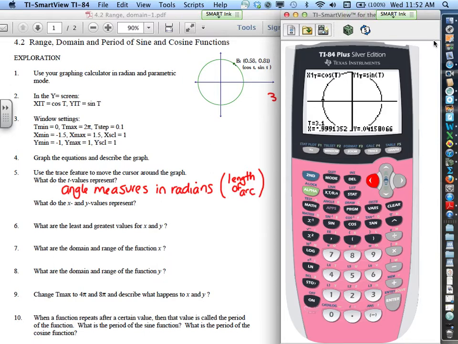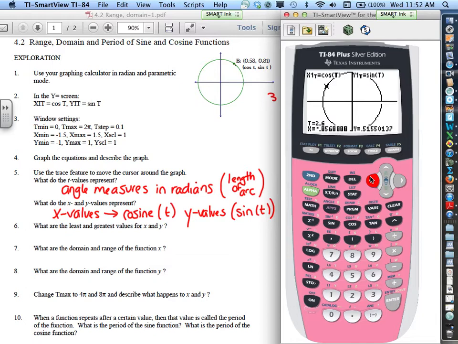What do the x and the y values represent? As we scroll around here, you can see those x values, those y values changing. Those x values are the values for the cosine for your angle t. Y values, the sine for that angle t. That's what we looked at yesterday.